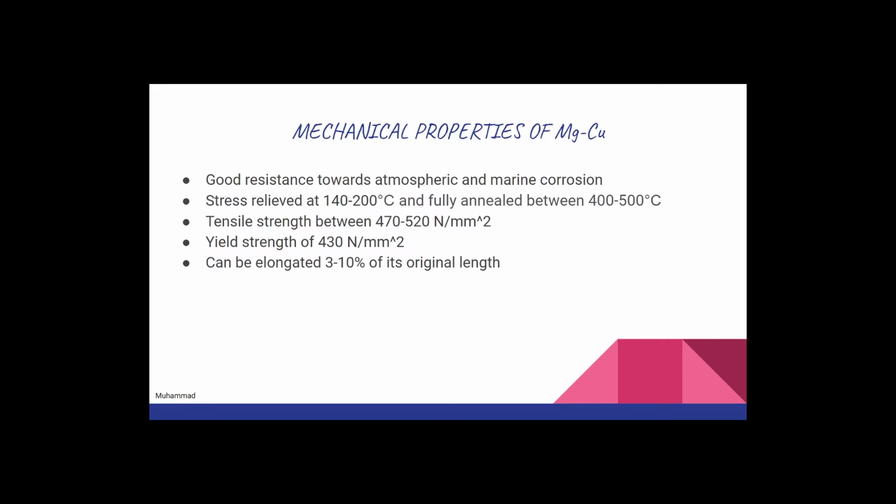While the mechanical properties of MgCu alloy are that it has good resistance toward atmospheric and marine corrosion, it is stress relieved at 140 to 200 degrees Celsius and fully annealed between 400 to 500 degrees Celsius. It has a tensile strength between 470 to 520 Newton per millimeter squared, a yield strength of 430 Newton per millimeter squared, and it can also be elongated to 3 to 10% of its original length.